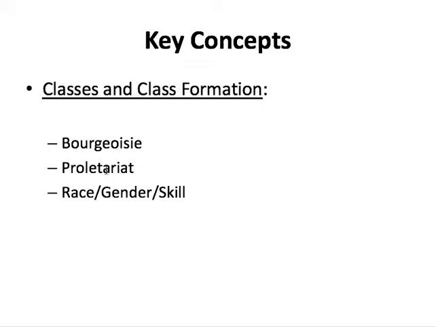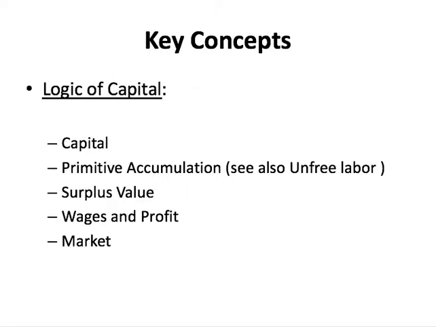And we looked at the key concepts of classes and class formation, right? We looked at the bourgeoisie and the proletariat, which I explained earlier: the owners of capital versus people that own nothing except their ability to sell their labor, and how this is divided by race, gender, and skill. When we looked at the logic of capital, we looked at what capital was, and primitive accumulation, that original accumulation that allowed the shift to capitalism. That kind of primitive accumulation in England would have been the dispossession of the peasants and the enclosure movement.